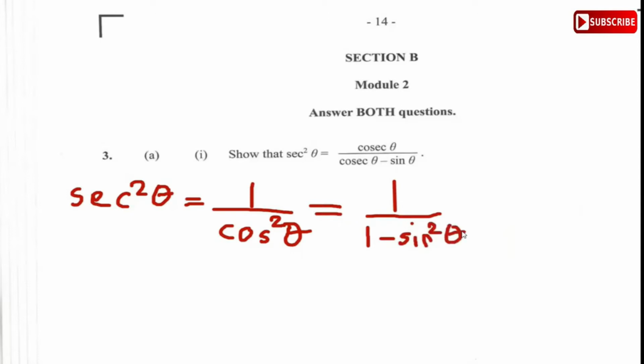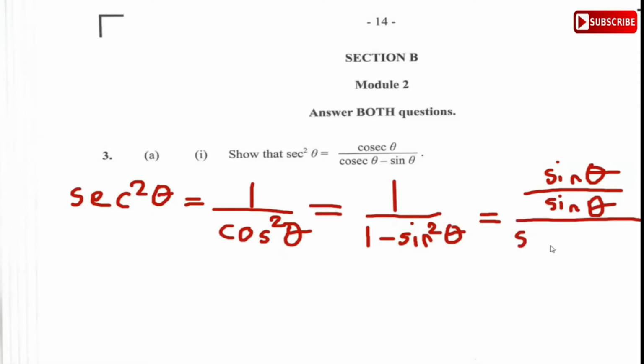Let me see how I can generate this now. I need some sine theta here. To get some sine theta, look what I'm going to do. I'm going to rewrite 1. 1 is just sine theta over sine theta. Everybody can agree with that. So I change 1 to sine theta over sine theta, divided by this one again.